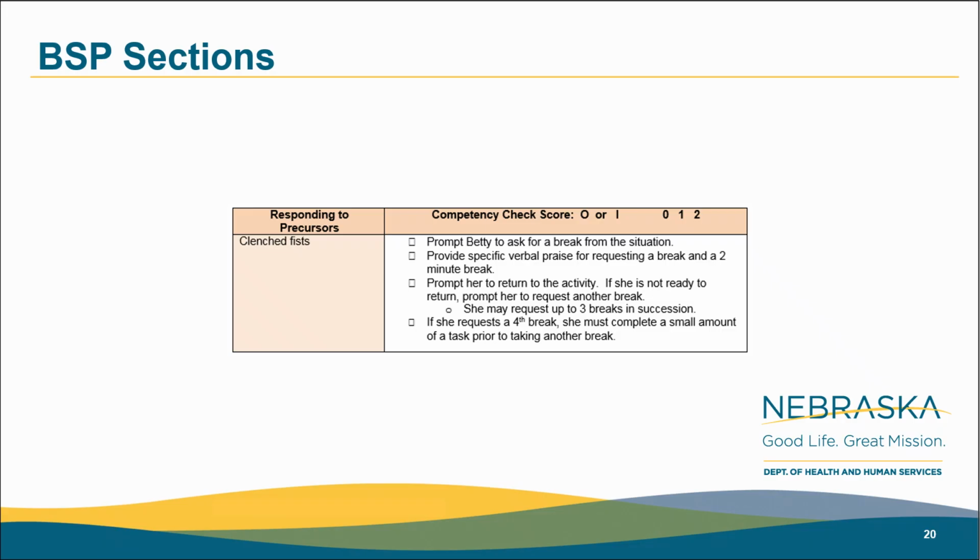One of the precursor behaviors that Betty might display before she engages in physical aggression is to clench her fists. And remember that the replacement behavior we are trying to encourage is for Betty to ask for a break. Therefore, we will prompt Betty to ask for a break when we see her start to clench her fists. If there is a specific procedure to be followed in responding to precursors, it will be outlined here. So in this example, if Betty is displaying precursors, Betty should be prompted to ask for a break, and then she should be given a break for 2 minutes, and she can request up to 3 breaks.